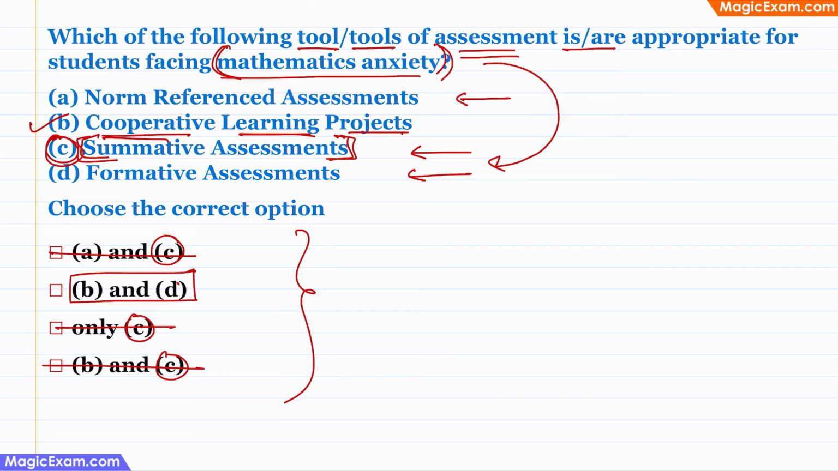And D says formative assessment. Formative assessments are intended to help the students learn, that is form their knowledge, and also for the teacher to understand what are the gaps in the teaching and learning process and how it needs to be changed so that the students can learn better. Therefore, D is also ideal for assessing students if they have mathematics anxiety. Therefore, B and D is the correct answer.